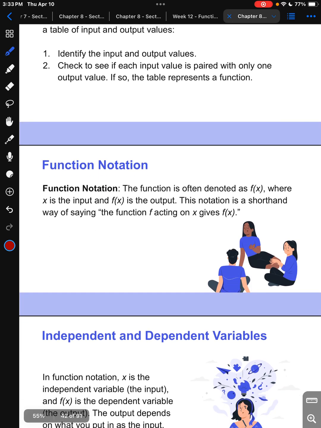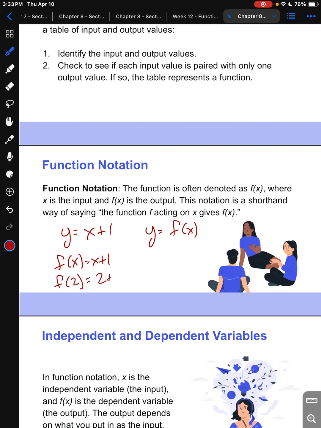Now, function notation. If I have a graph of a function like y equals x plus 1, we can change the y to f of x equals x plus 1. So in this case, y equals f of x. What's neat about this is you can say f of 2. That's the same as 2 plus 1, or 3. So all I'm doing is replacing the x with a 2.